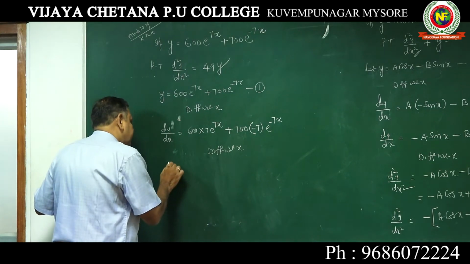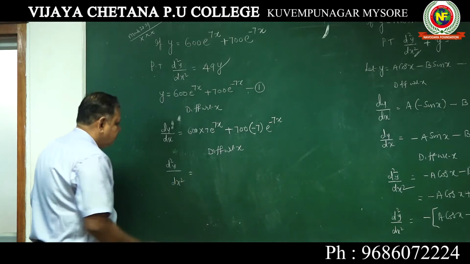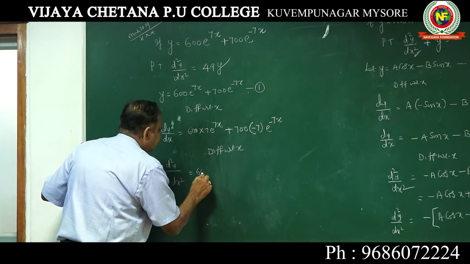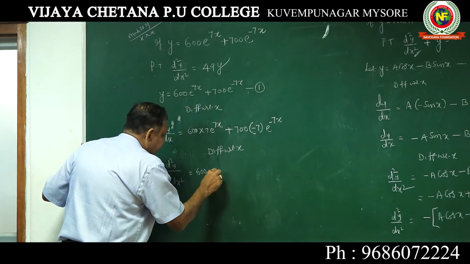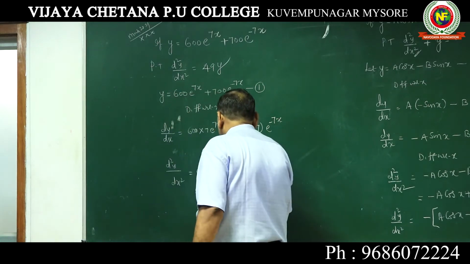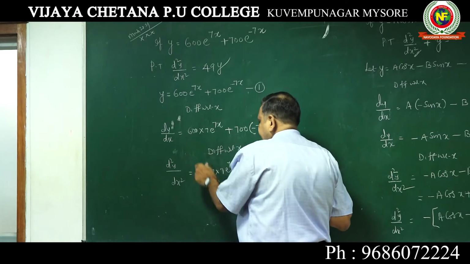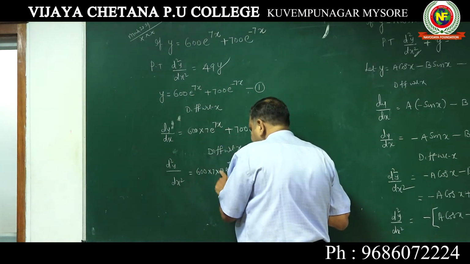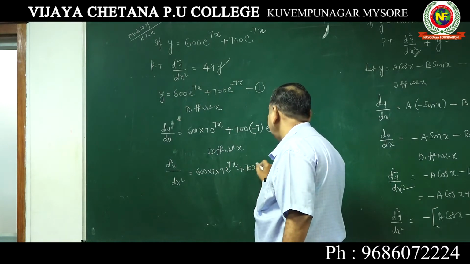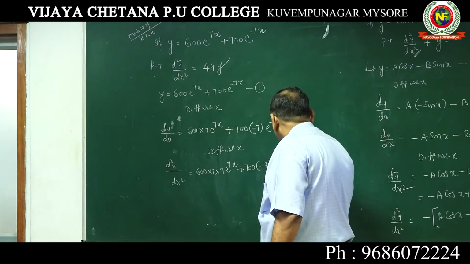Now further differentiate. Left side will be d square y by dx square. Now it is 600 into 7 into another 7 will come. This already has 7, another 7 will come, e to the power of 7x. Please follow here. This constant stays as it is, and into 7, one more 7 will come, e to the power of 7x. Here also plus 700 into minus 7, another minus 7 will come, e to the power of minus 7x.